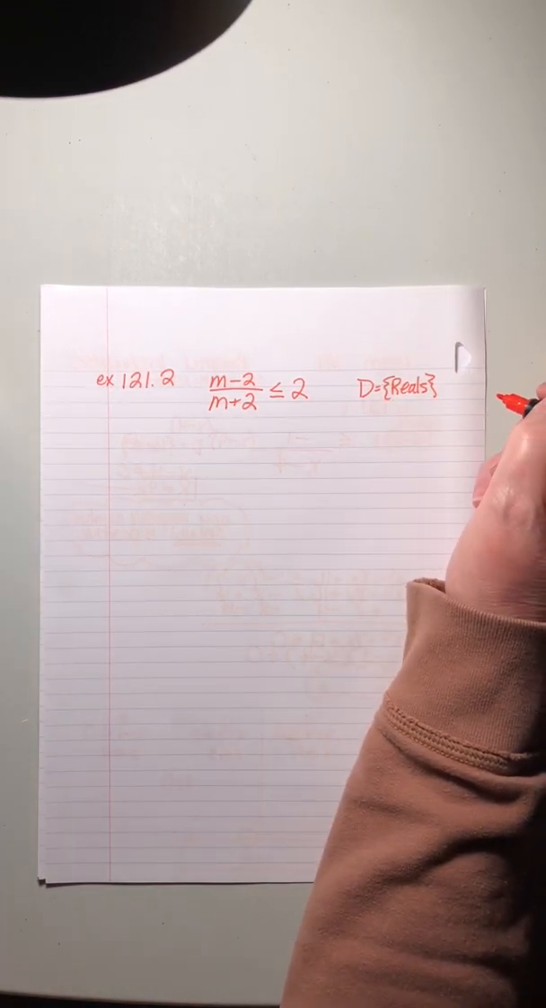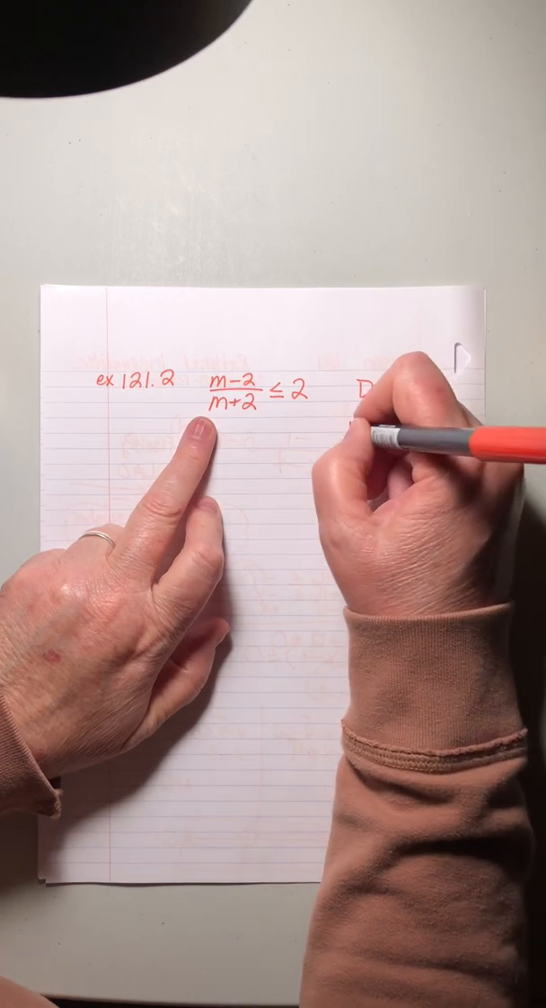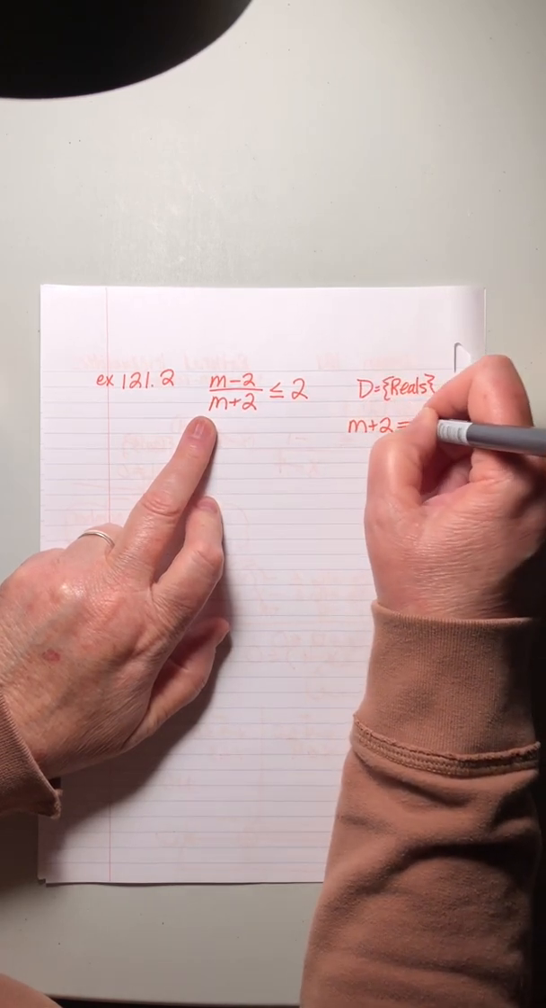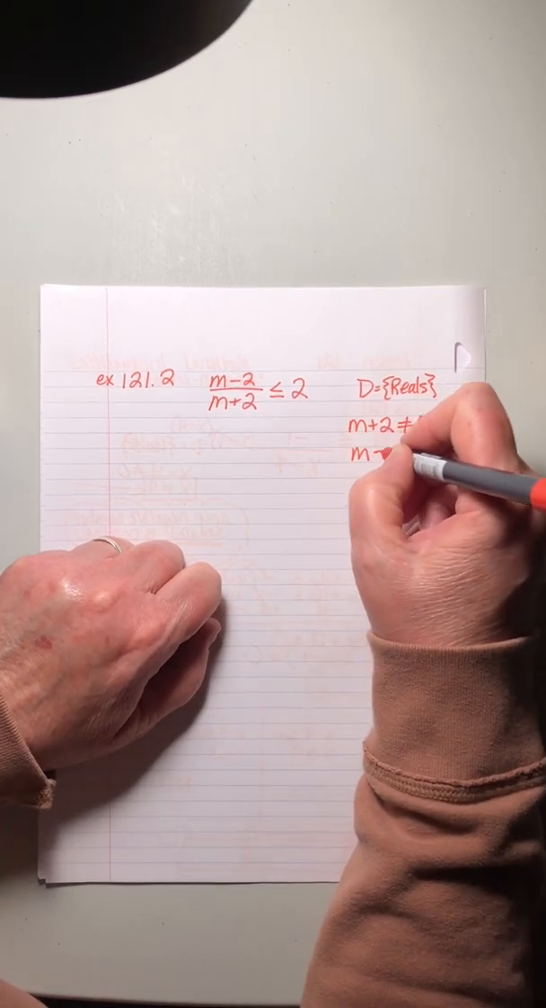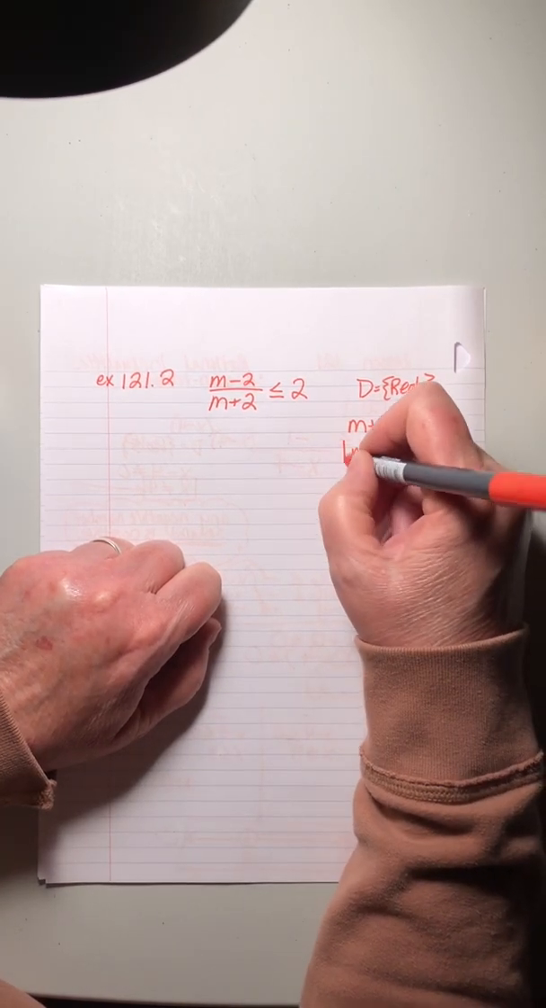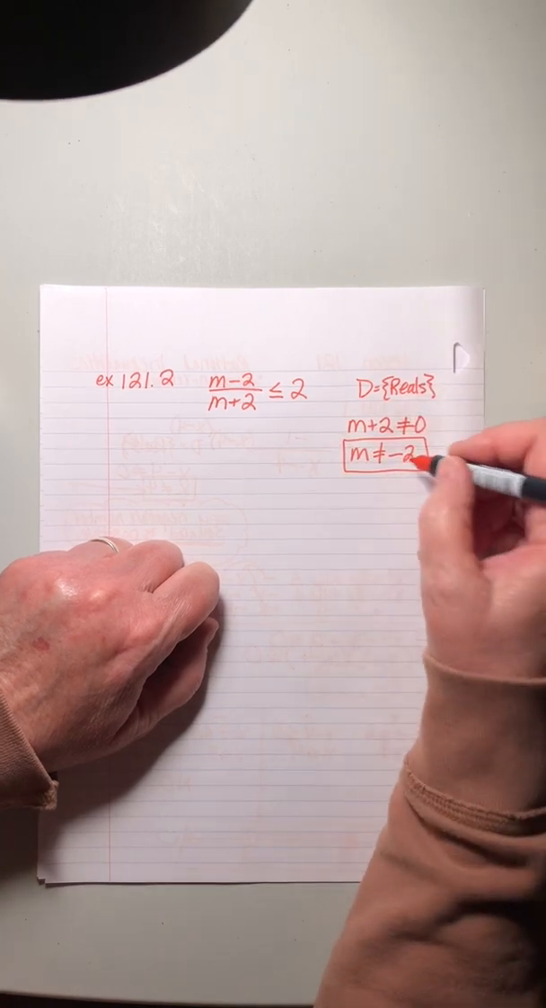Big improvement. We also have to set up our limitation. m plus 2 cannot equal 0. Swim the fish. m cannot equal minus 2. Okay, good to know. Before we draw our picture, we have to remember to look at that.